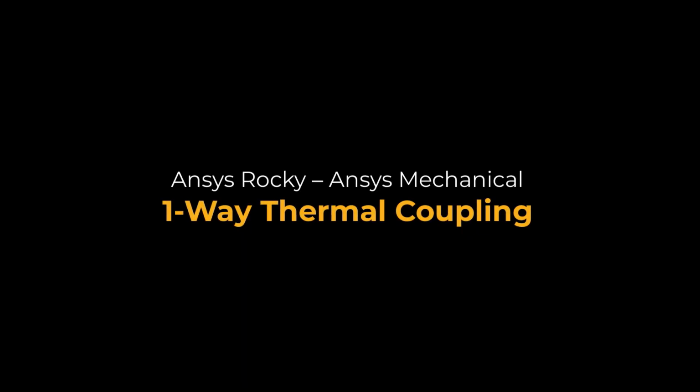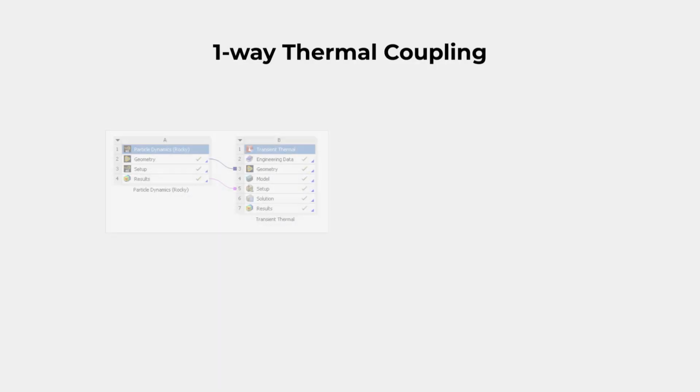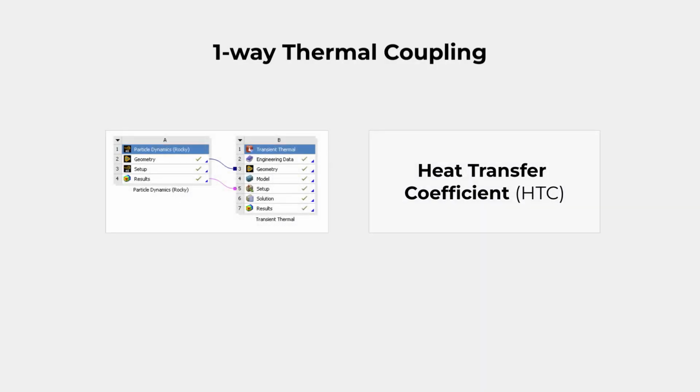In the next section, let's learn more about the Rocky Mechanical one-way thermal coupling. Like the one-way structural coupling, the thermal coupling enables you to send the heat transfer coefficient HTC data calculated using Rocky to mechanical transient thermal, which can calculate the exchange solid thermal process. This coupling also uses the Workbench.